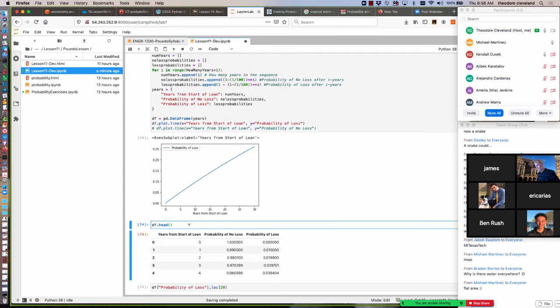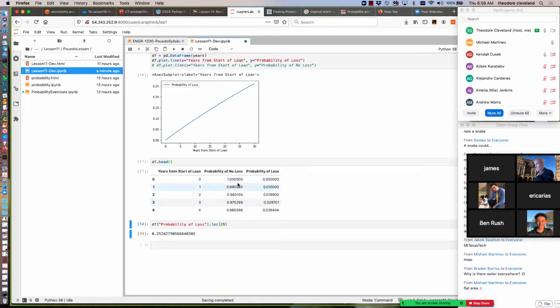the house note. And the probability of loss actually climbs amazingly quickly after just a few years. So in the first year we're at our 1%, and it's working its way up. There's slight curvature that you can't see.